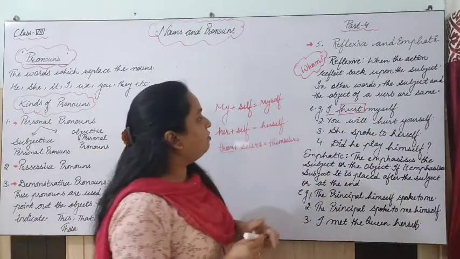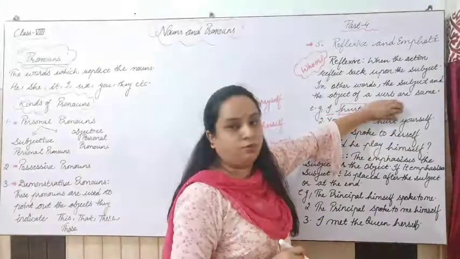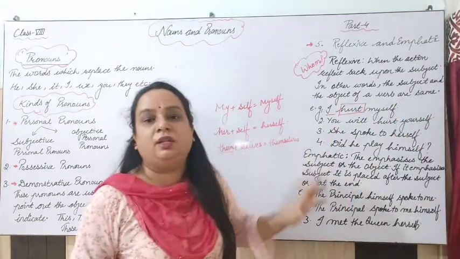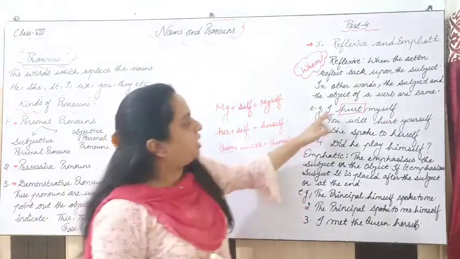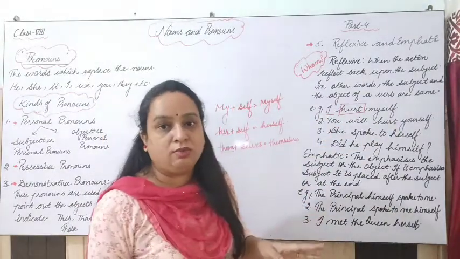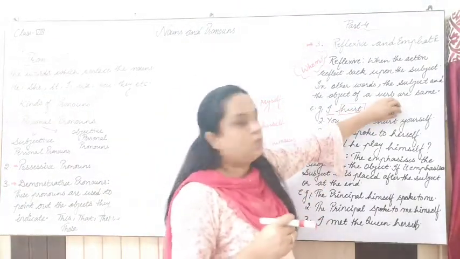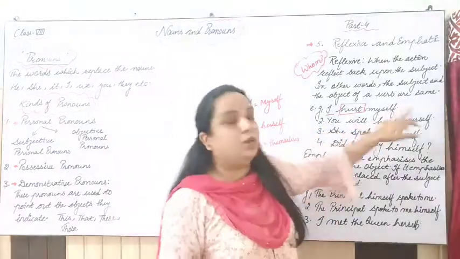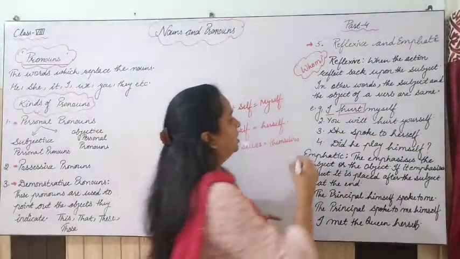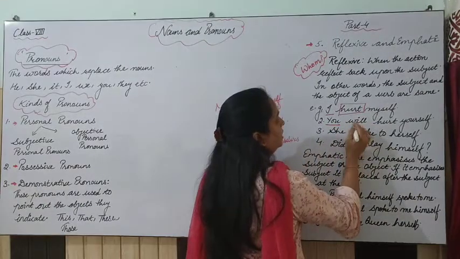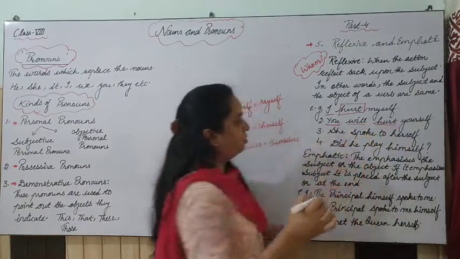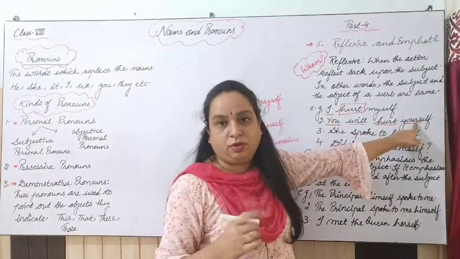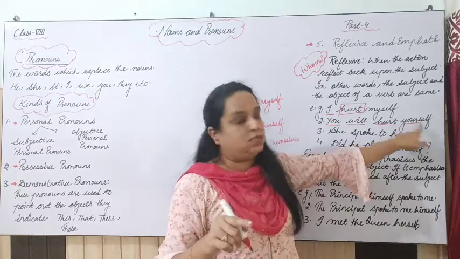One more trick is that if you remove the word myself from here, the sentence will be what? I hurt. Then you will not get the meaning of this, right? I hurt whom? That you will not get. You will hurt yourself. So here, you is the subject, will is the helping verb, hurt is the main verb, and the object is which one? Yourself. So you and yourself mean the same. So this is what? Reflexive.